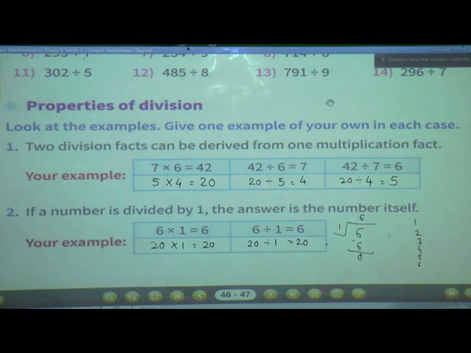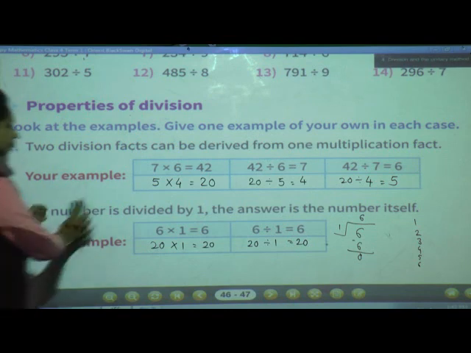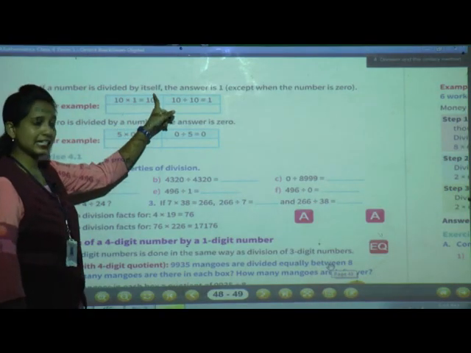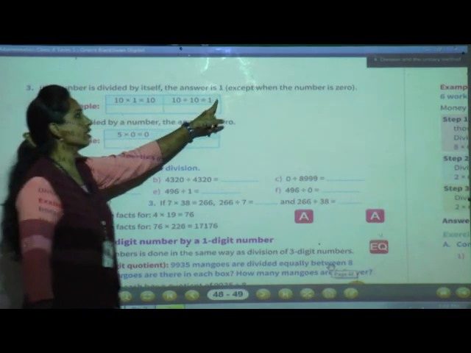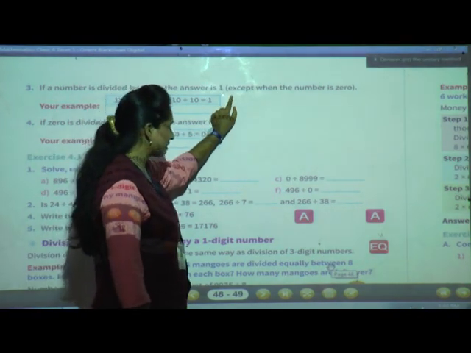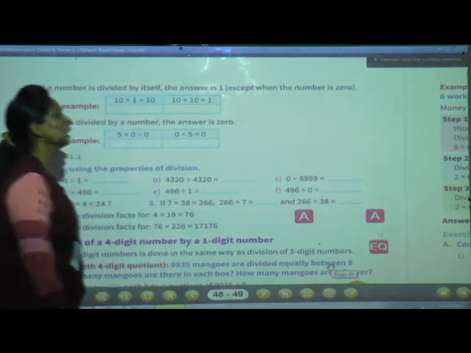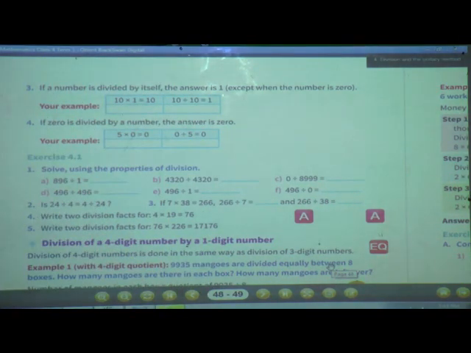Okay, we'll get the same number. Clear? Understood? Now we will go to the third property. If a number is divided by itself, the answer is 1, except when the number is 0. Now we will see with an example how.